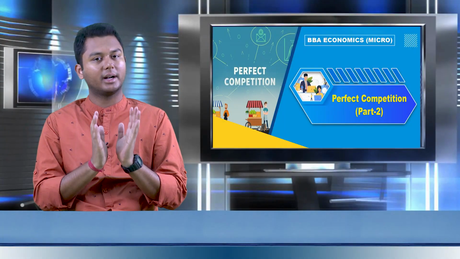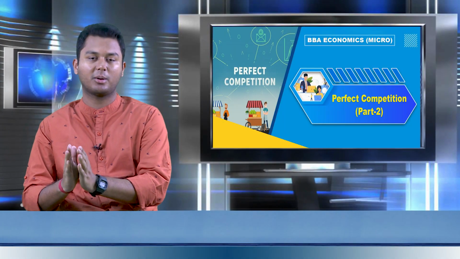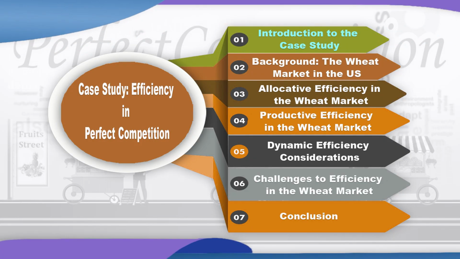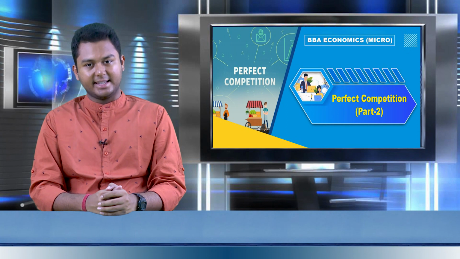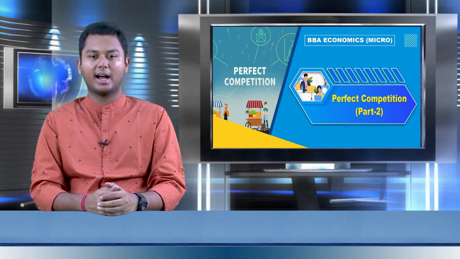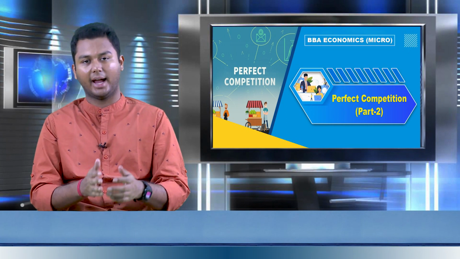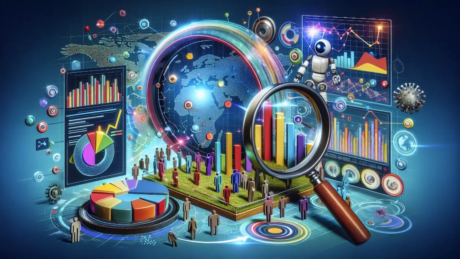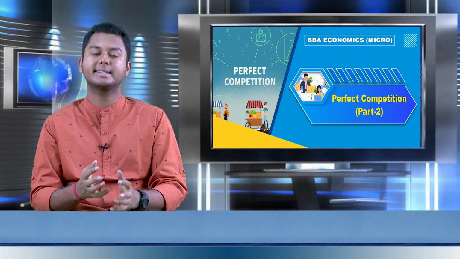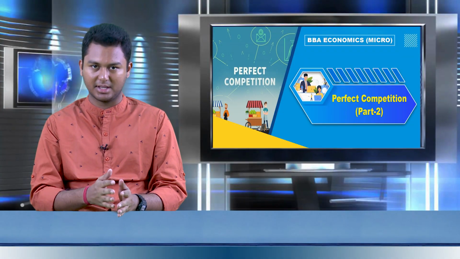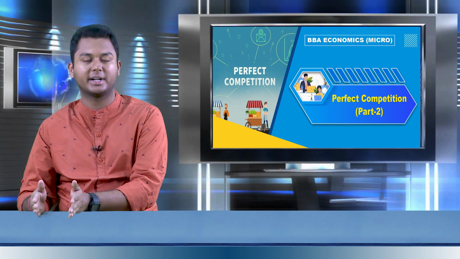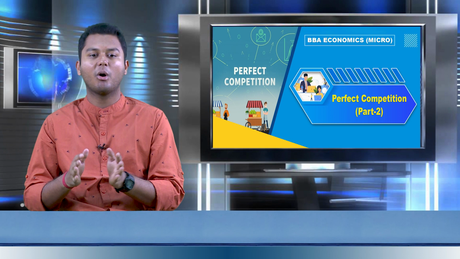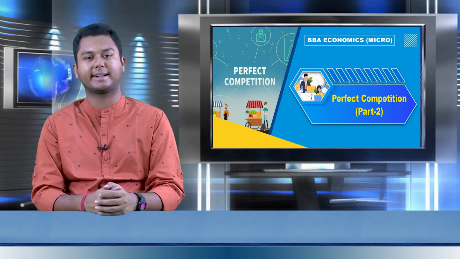Now let us move on to the second objective, that is case study. So we will try to understand efficiency in perfect competition looking at a particular case. So let us introduce the case. The goal of this case is to study or illustrate how perfect competition leads to allocative and productive efficiency through a real world example. By analyzing a market that closely resembles the perfectly competitive structure, we can observe how the theoretical principles of efficiency manifest in practice.